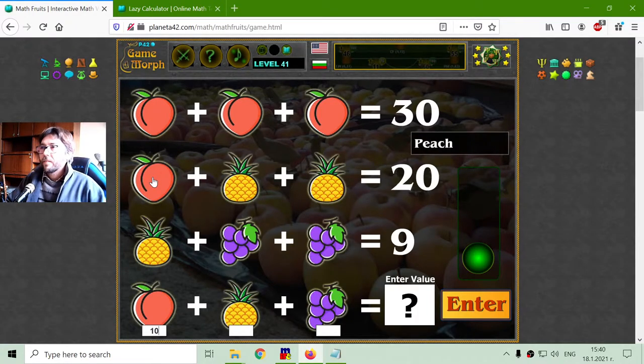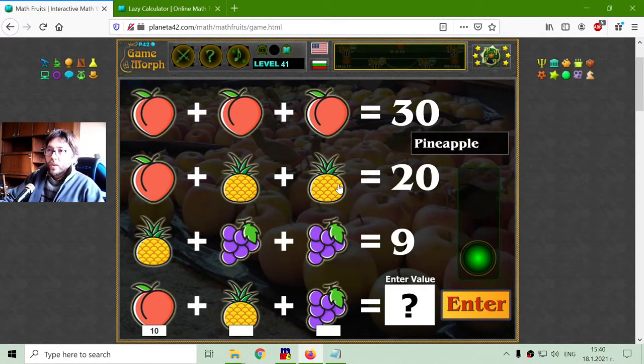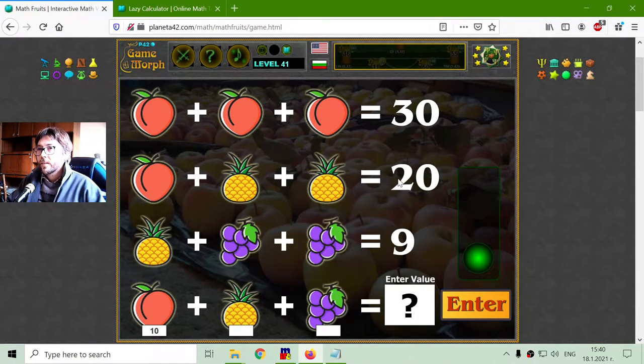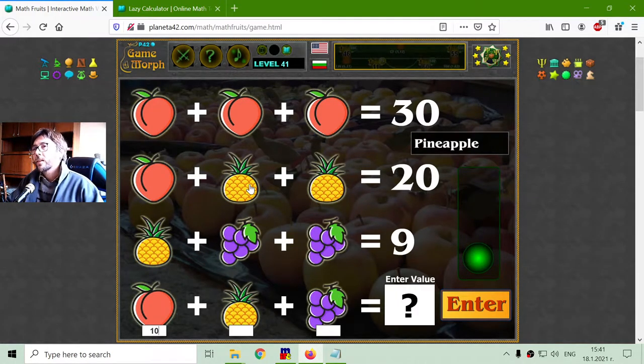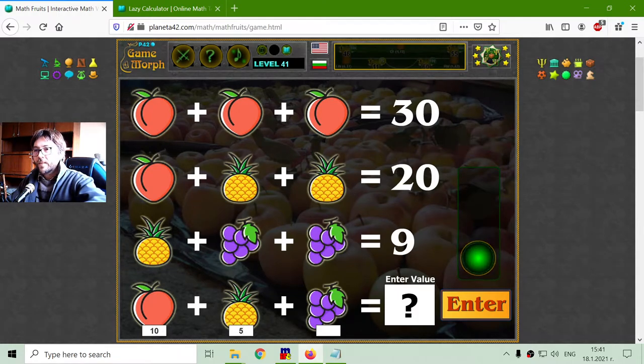Okay, in the next row, I have one peach plus one pineapple plus another pineapple. What I will do is subtract the peach from the sum of the equation. That will mean 20 minus 10 will equal another 10. If these two pineapples give me a sum of 10, that should mean that each one is equal to 5, right? So now I have these help boxes here to write the numbers that I think are correct. I can change this later.